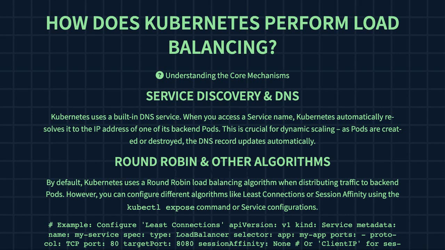It's actually pretty clever. First, Kubernetes has its own internal DNS system. So, when you want to access a service, like my service, Kubernetes automatically figures out the IP address of one of the pods that's running it. This is super important because as your pods are created and removed, Kubernetes keeps track and updates this information dynamically.